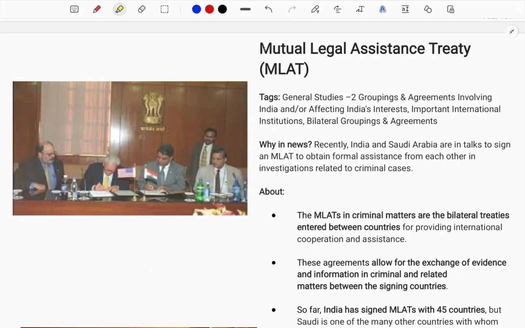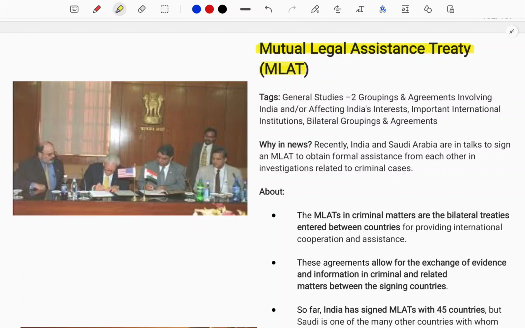Today we're going to see about the Mutual Legal Assistance Treaty, which is being signed between India and Saudi Arabia. Let us understand about MLAT, why it is in the news and how important it is in understanding the content. This is part of your GS2, polity, international agreements, governance and many other perspectives, and bilateral relations.